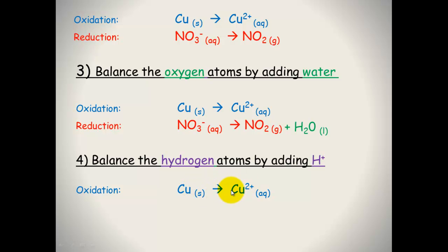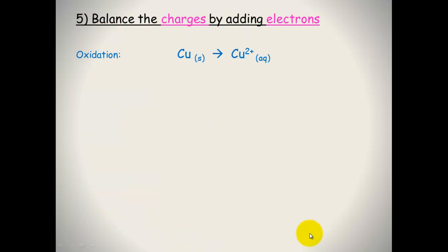Step 4, balance the hydrogen atoms by adding H+. So, here's our copper again. There are no hydrogens, so there's nothing to balance. And this is the reaction that we've now got. Remember, we've just added this water up here to balance out the oxygens. Now we need to balance out the hydrogens. I've got 2 hydrogens on my right hand side, so I'm going to need to add 2 H+ on my left hand side. 2 hydrogens and 2 hydrogens, so it's balanced.